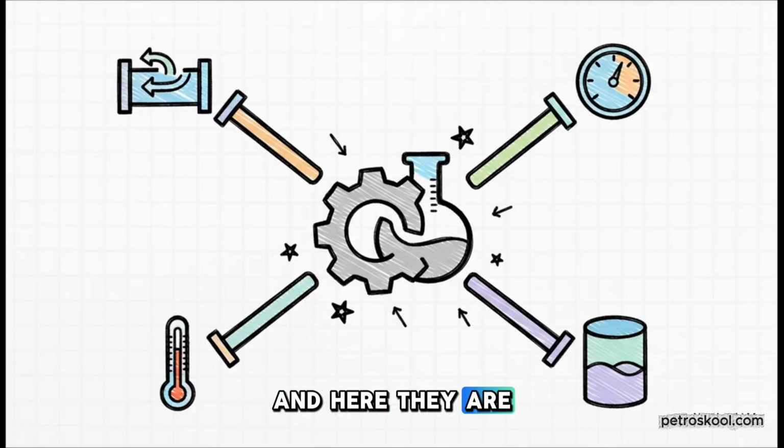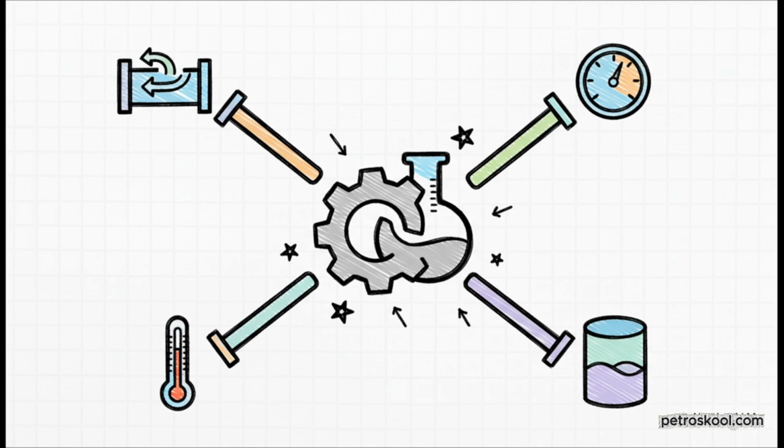And here they are, your big 4: flow, pressure, temperature, and level. I want you to think of these as the vital signs of your plant. Your entire mission is to keep each one of these inside its safe, happy, and efficient operating limits. Let's dig into why each one is so important.